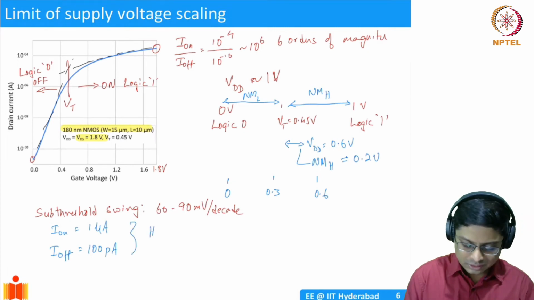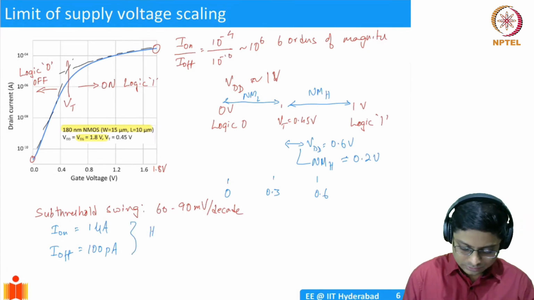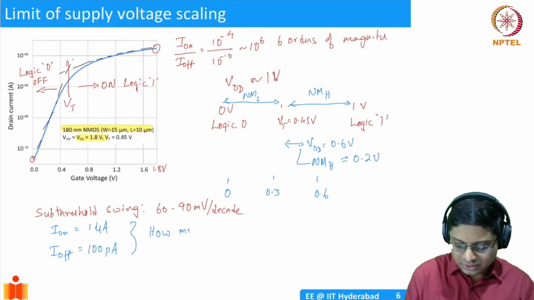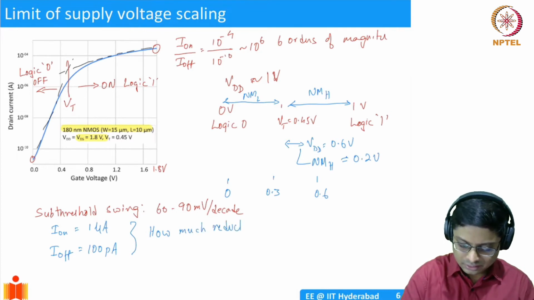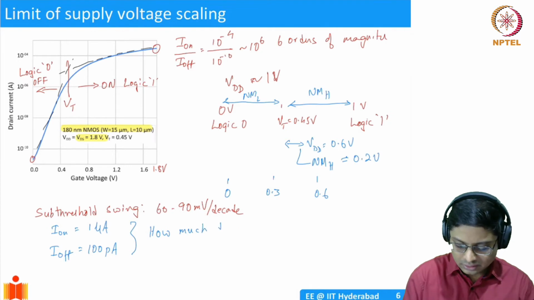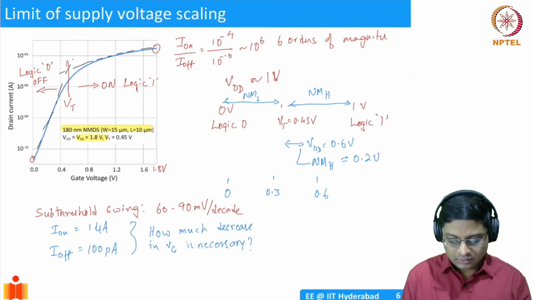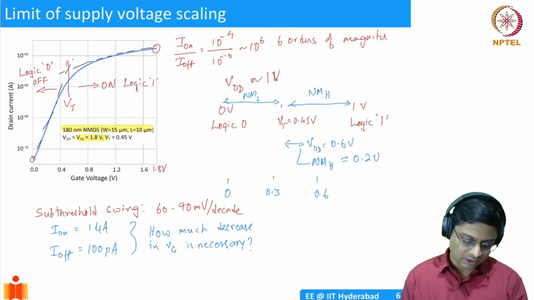How much decrease in VG is necessary for 4 orders of magnitude, right?